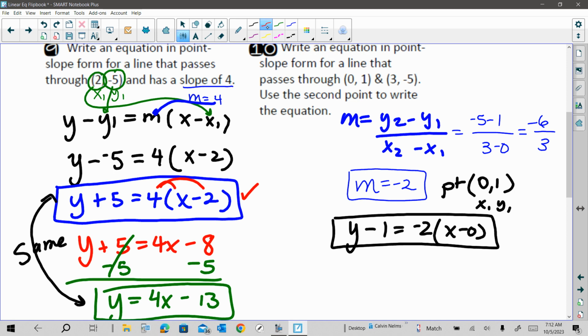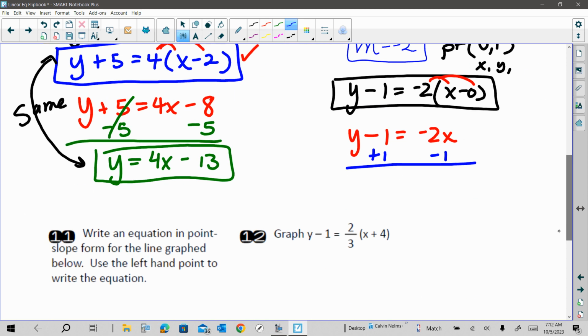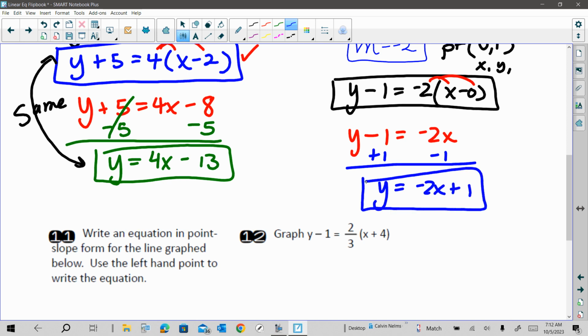Now to put it in slope-intercept form, you would need to distribute the -2. So y minus 1 stays, equals now -2x. Anything times 0 is 0, so we're done there. And then we just need to get the y by itself, so we have to add 1. So slope-intercept is y equals -2x plus 1. Okay.